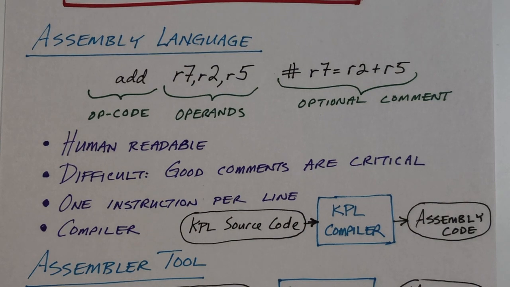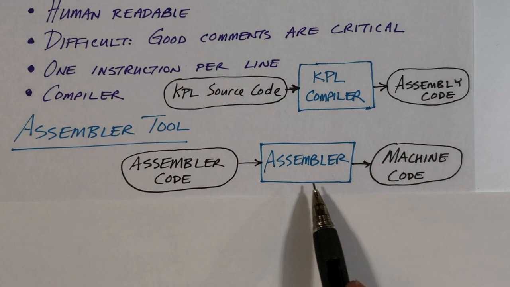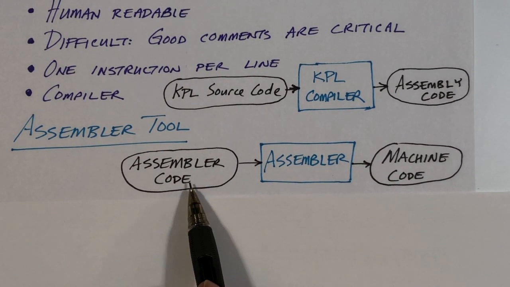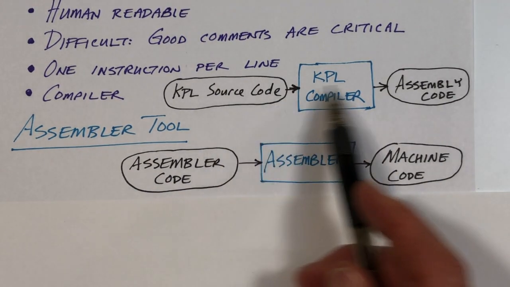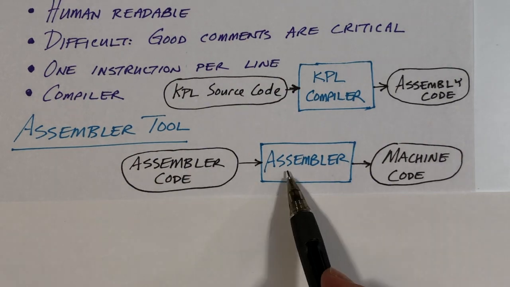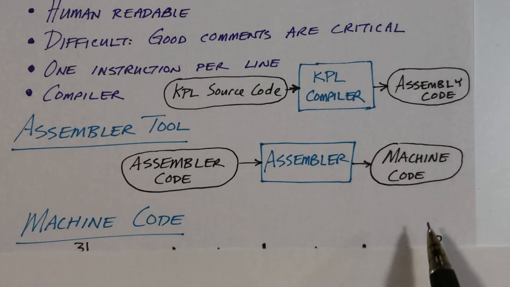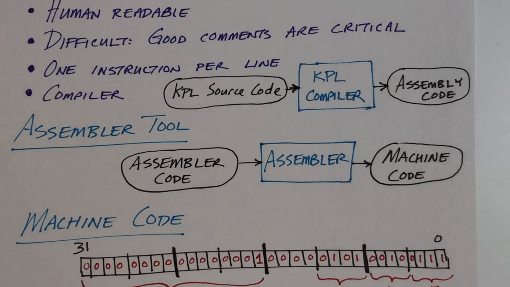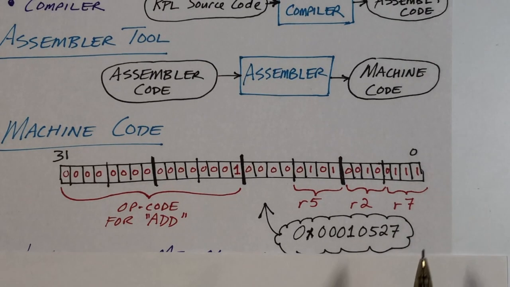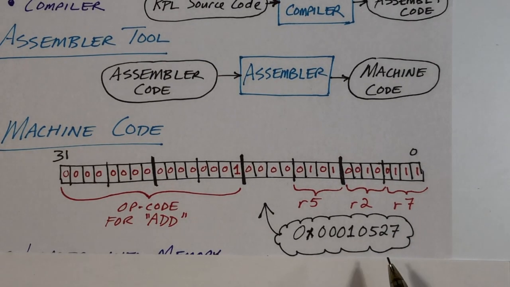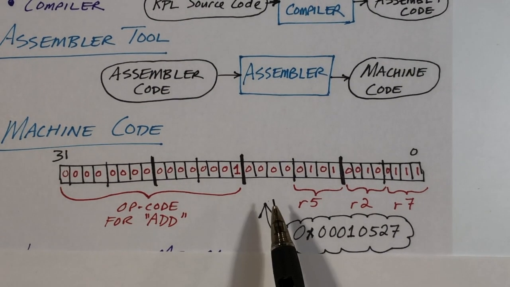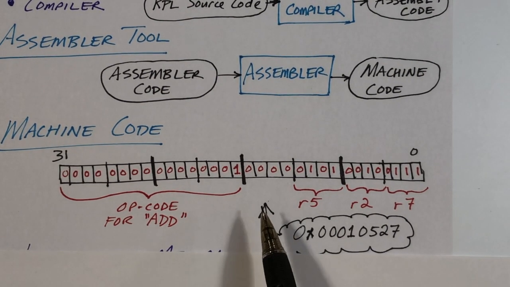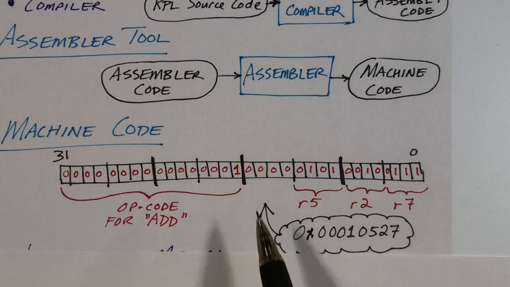The assembler tool is then used to take the assembly language program and convert it into machine code. So the output from the compiler is fed into the assembler, and out comes the machine code. Machine code is binary, and it's not human readable. It's meant for the computer. This is the binary bit pattern that will actually be produced for the add instruction that we saw above.